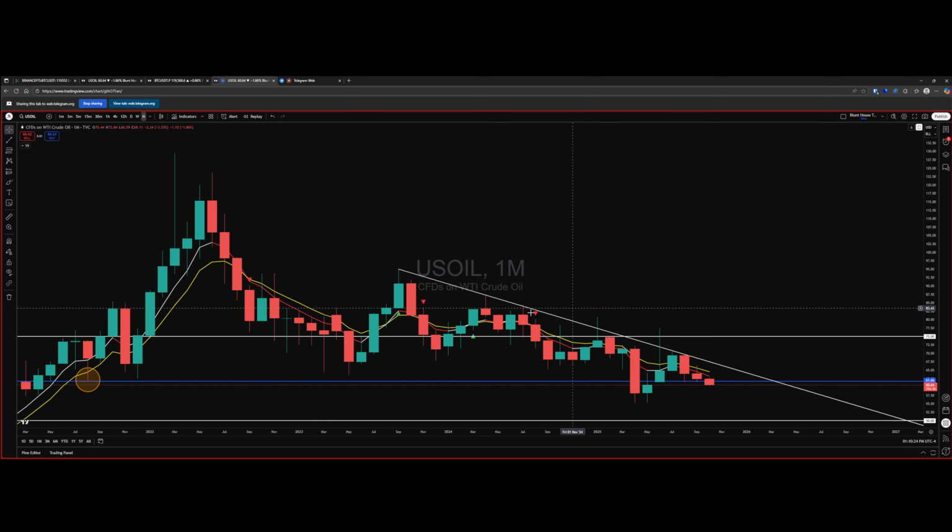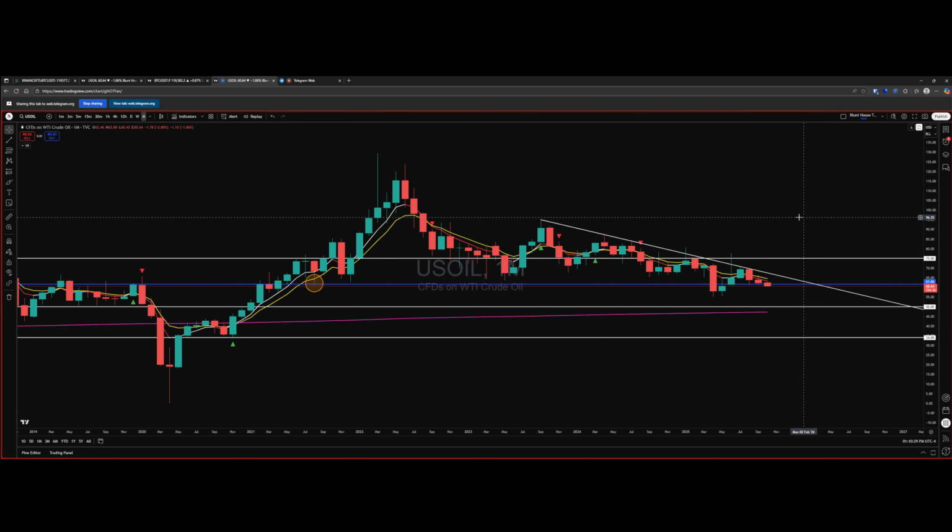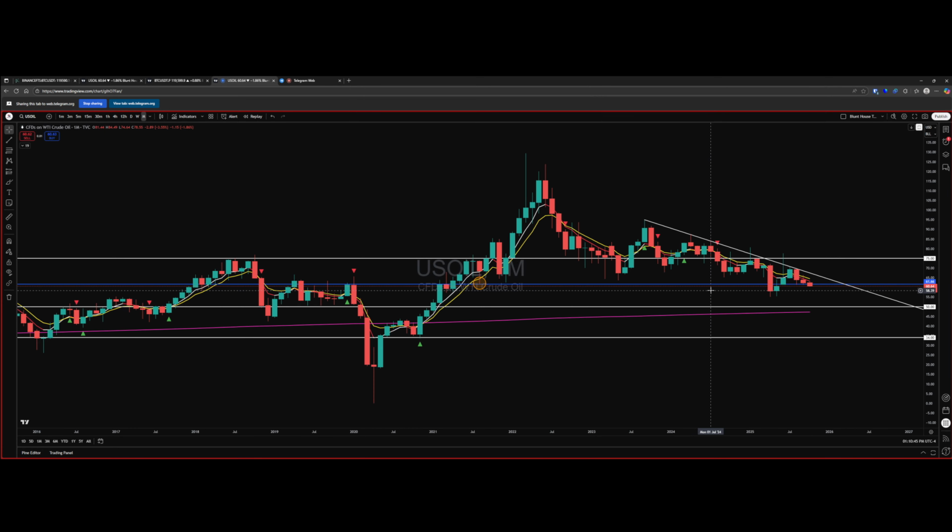Is the divergence still intact on oil? Yes. Does this look like an impulse down, failed breakout? Maybe we take out or come back to the previous wave's low? Well, that would put us at 58. And as soon as you get into the 50s, what happens to the brain? It's already thinking $50.